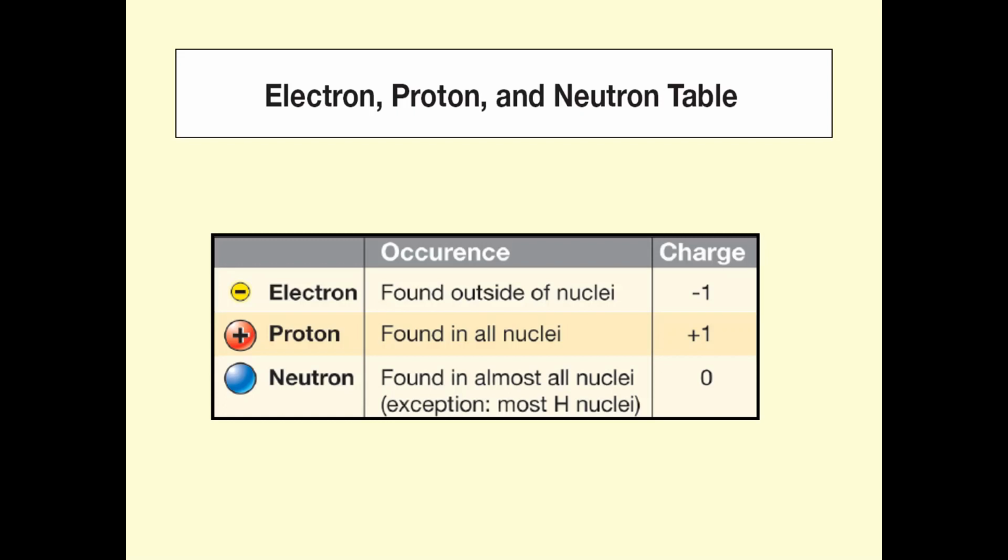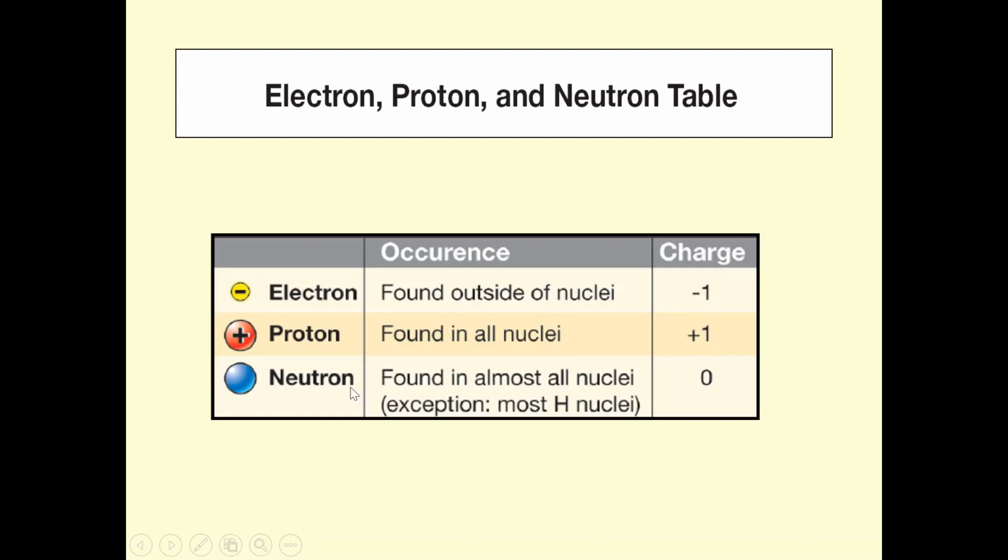Electrons are a negatively charged particle that floats around the outside of the nucleus. You can see in the chart here, it says the electron is on the outside. Protons are in the nuclei, and those have a positive charge, you can see there. So we say that's a 1 negative charge, and that's a positive charge.